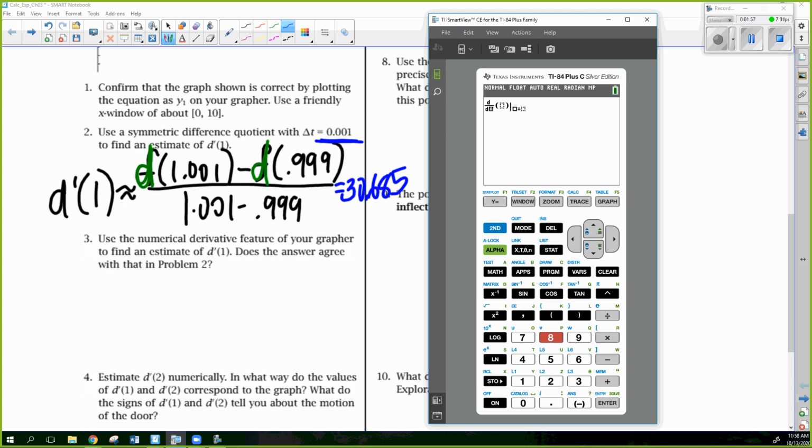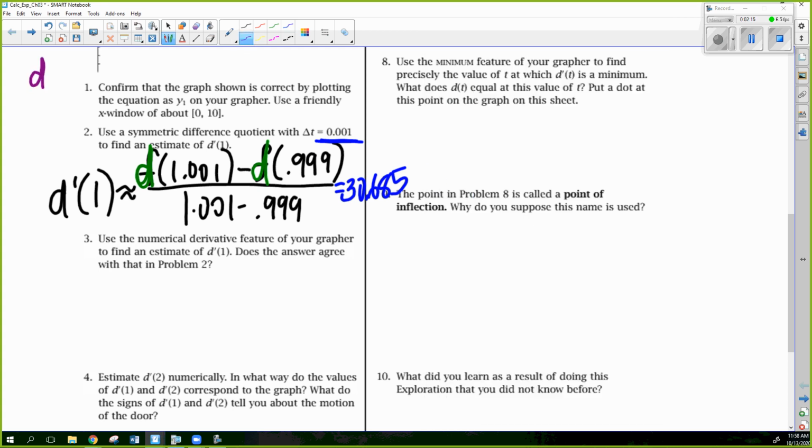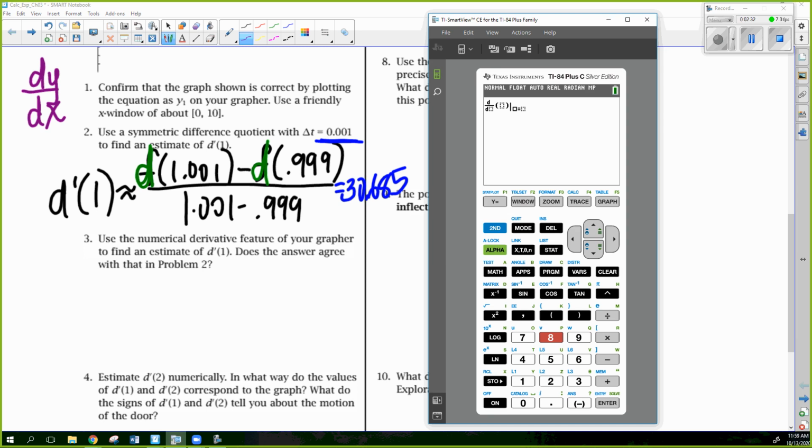Just say clear. Math 8, or scroll down to 8. Do you guys remember watching the videos that one of the notations was dy over dx? That was one of the notations they talked about in the videos, and that just means the derivative of y with respect to x. So that's kind of where the notation on the calculator comes in.